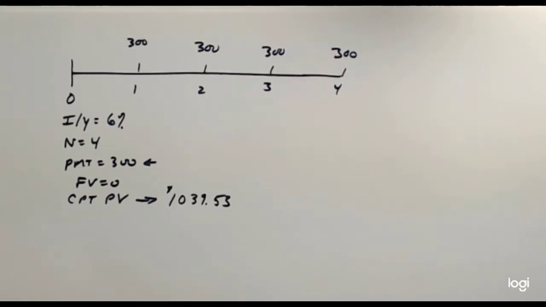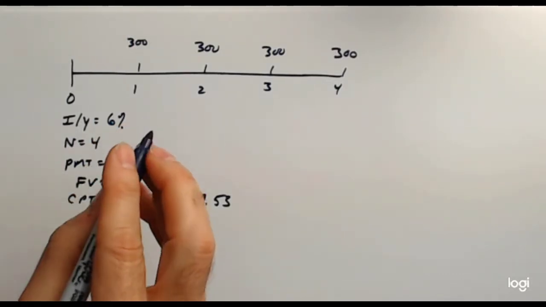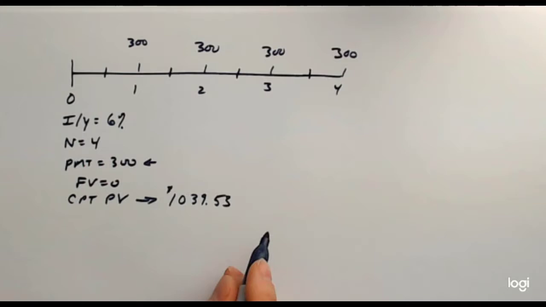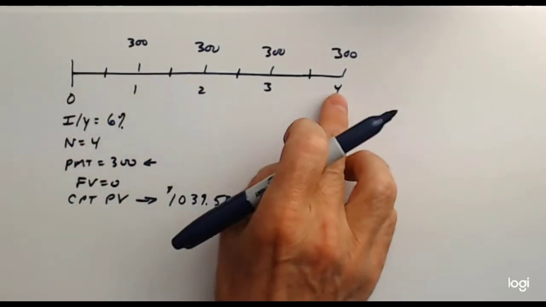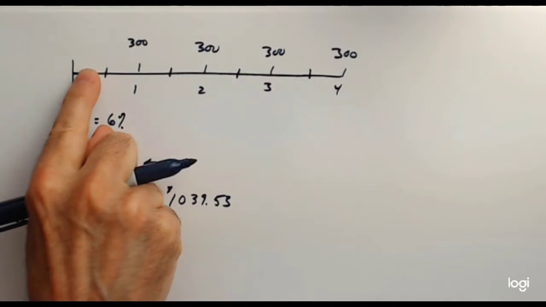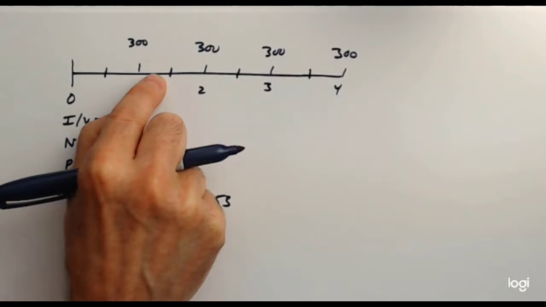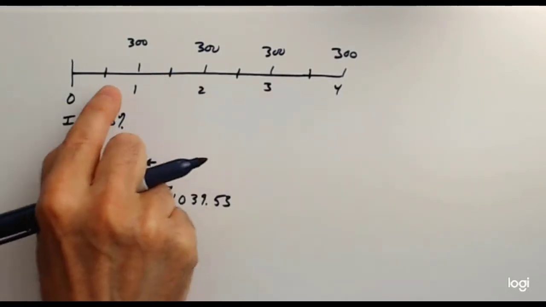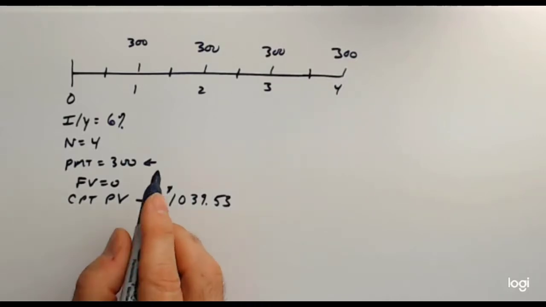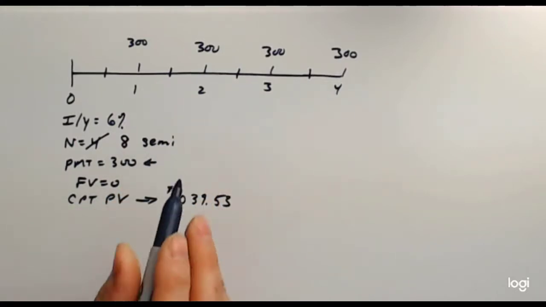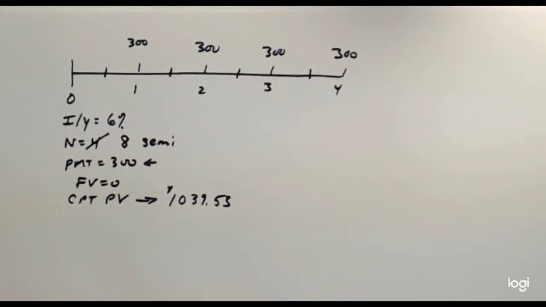Now the question becomes, in this problem, what happens if you change the compounding period? Let's change the compounding period to be semi-annual. When you have semi-annual compounding periods, you're now going to have twice as many periods. It's still 4 years, but this is the first 6 months, the second 6 months, and so this is still the first year. Then the third 6 months, fourth, and so on. So now it's semi-annual, and we change N to 8 periods, 8 semi-annual periods.